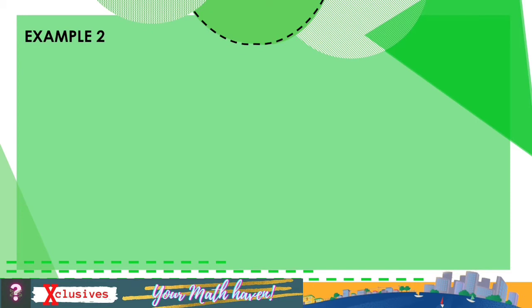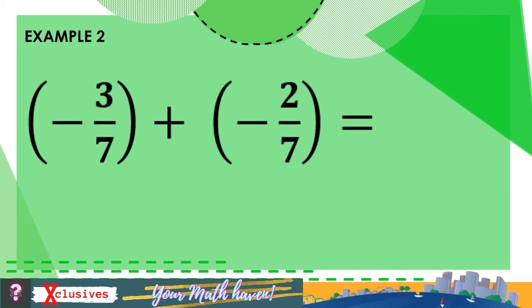Another example. Given negative 3 over 7 plus negative 2 over 7. Notice that they are of the same denominator, so we simply copy the denominator. Notice that they also have the same sign, negative and negative, so we are going to add the numbers.